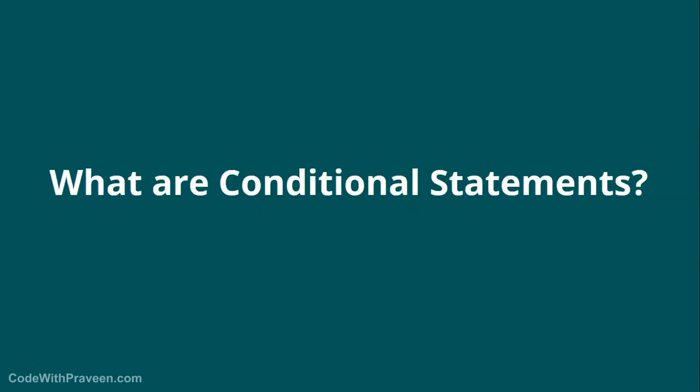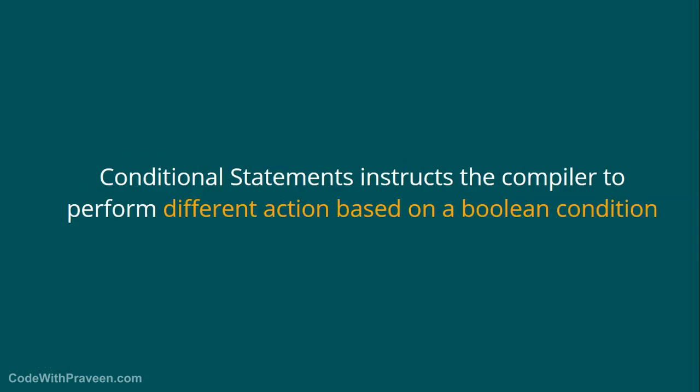In this video, let us see what conditional statements are. Conditional statements instruct the compiler to perform different actions based on a Boolean condition. In the previous video, we saw that the program flow constructs refer to how you tell the compiler or the interpreter to execute a specific set of instructions. These conditional statements are used to tell the compiler to execute specific actions based on certain conditions.